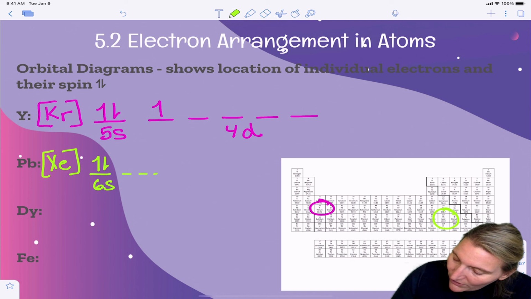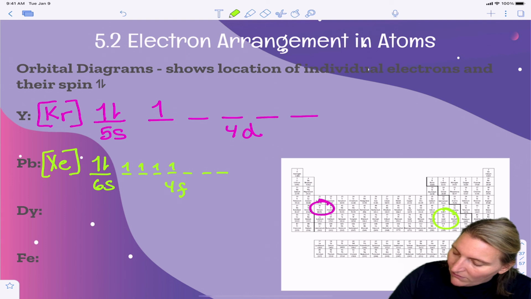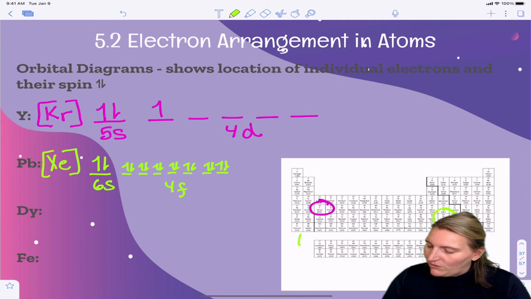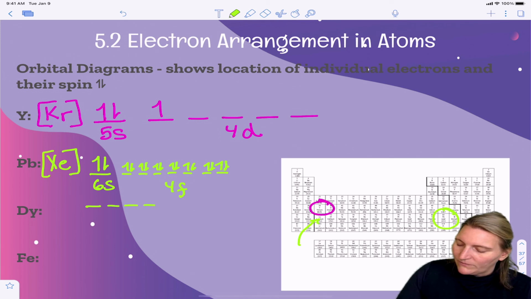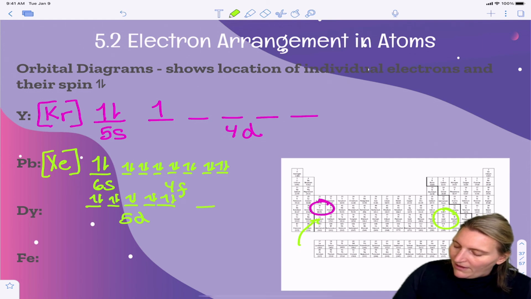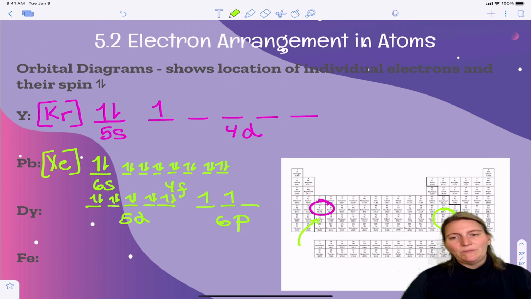So 1, 2, 3, 4, 5, 6, 7, 4f, 1, 2, 3, 4, 5, 6, 7, 8, 9, 10, 11, 12, 13, 14. After the 4f, you come back up to 5d. 1, 2, 3, 4, 5, 6, 7, 8, 9, 10. Then we finally get to 6p, and lead is 6p2. So try these last two, dysprosium and iron, and we'll check them when we see you next.